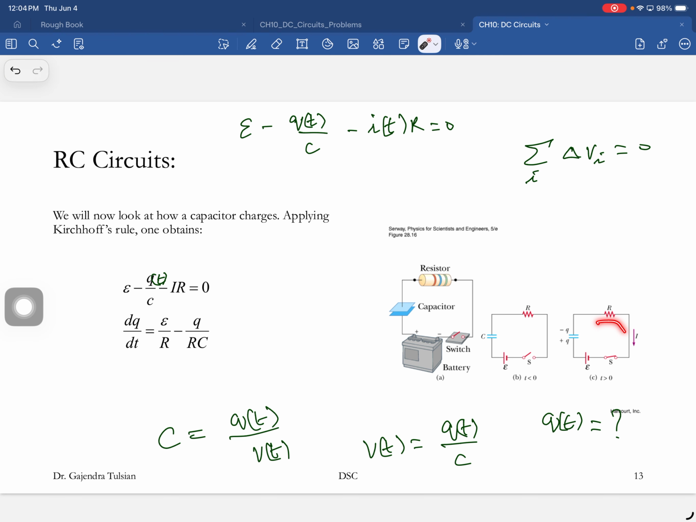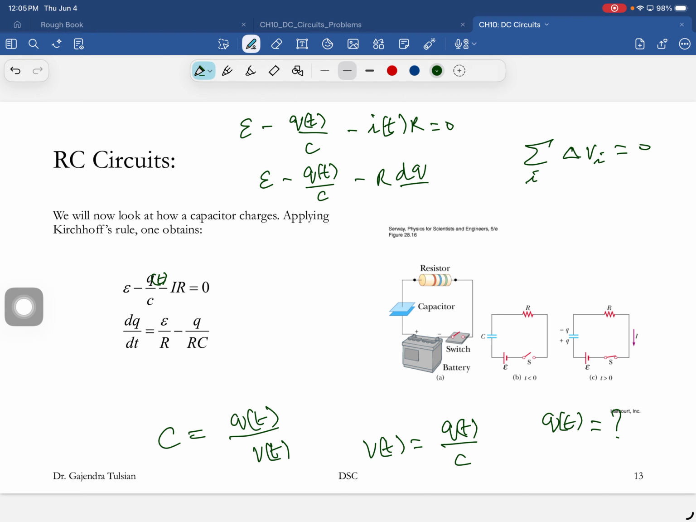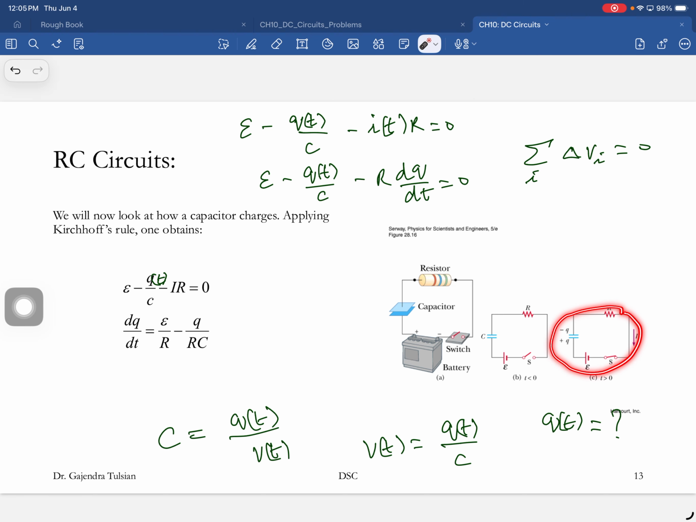Now, the current in the circuit is the rate at which this thing is charging. So it's E minus Q(t) by C, minus R times I, where I is dQ by dt, equals 0. All right, so the behavior of this system, the time evolution of this system, is governed by this differential equation.